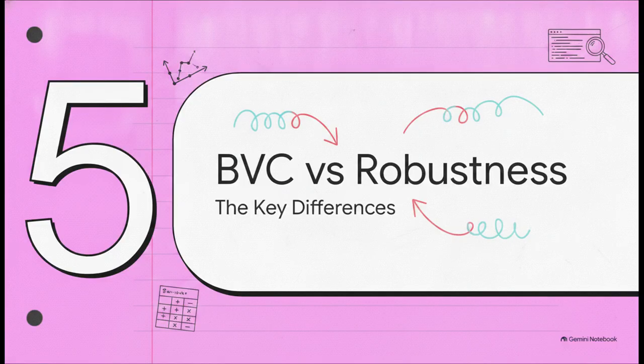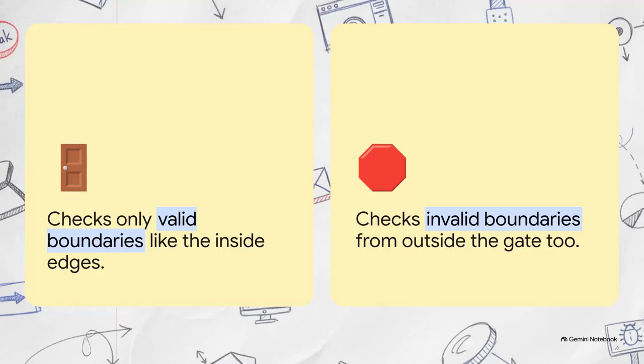Next up is Section 5, understanding the exact difference between BVC and robustness. You know, at this point, students often get a bit confused between the two during exams. Let's make the difference crystal clear. Here's a super simple analogy. Think of your valid range as a gated compound. BVC is basically checking the inside edges of the gate, making sure the hinges and locks work perfectly from the inside. Robustness testing? Well, that's checking those inside edges, plus testing what happens when completely invalid inputs try to smash into the gate from the outside.